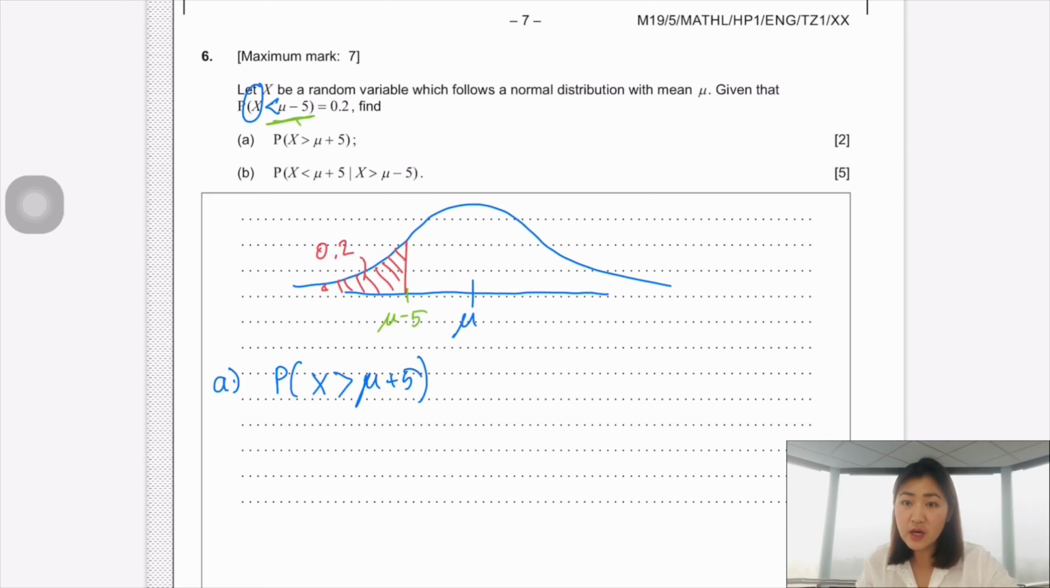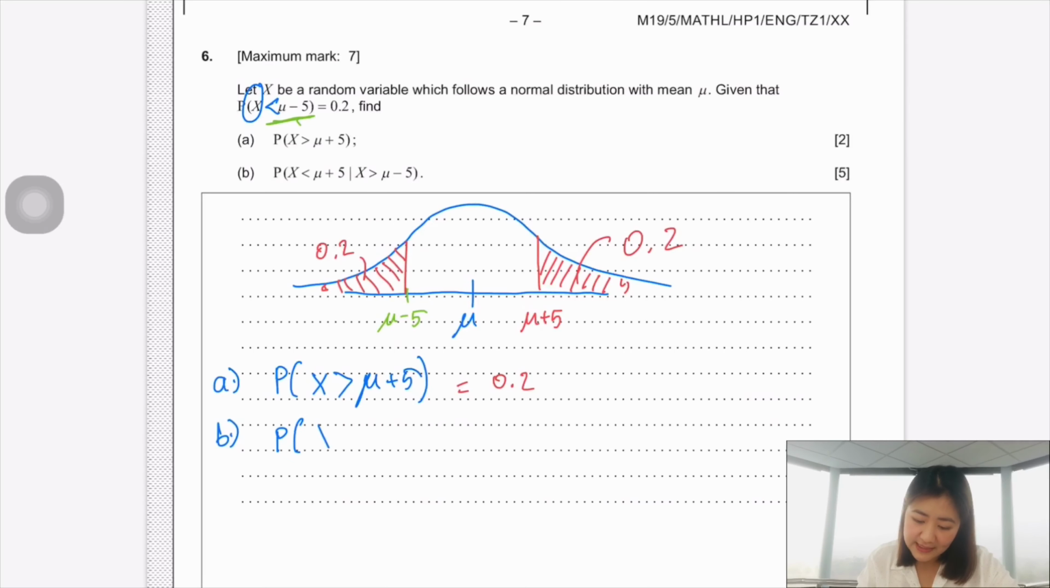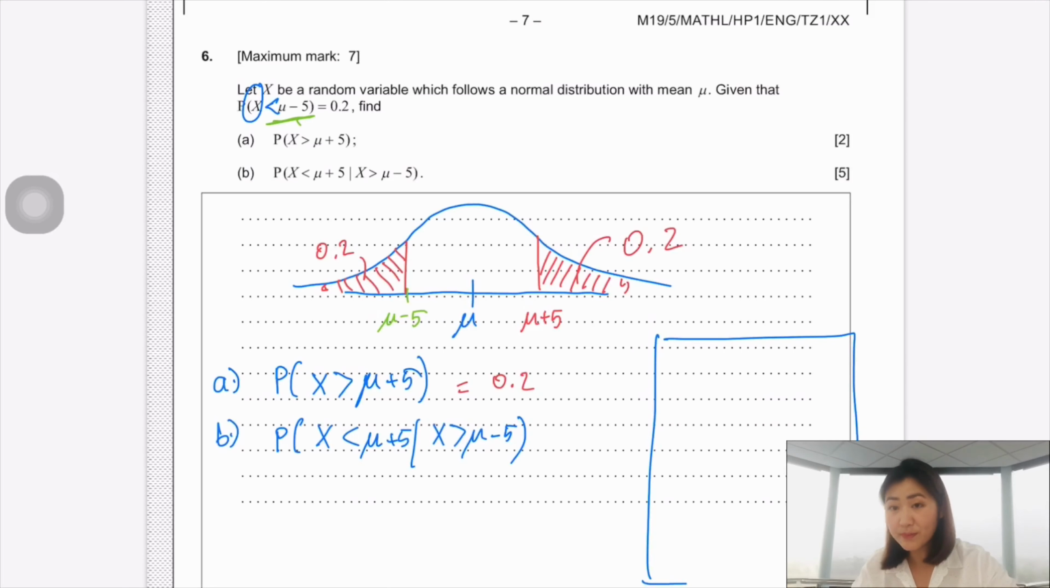Because of the normal distribution, it is all symmetric. So this is mu plus 5. Therefore, this area must be 0.2. Alright, so it's 0.2. That's it for question A. And then question B, find the probability of x less than mu plus 5 given that x is greater than mu minus 5. So it's a conditional probability.